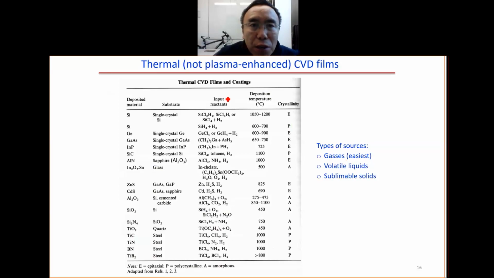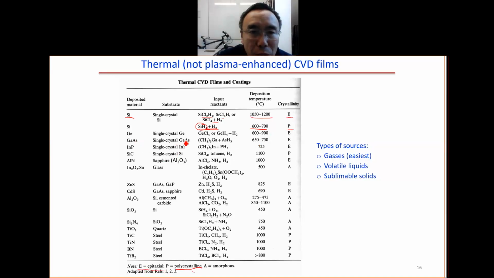So here are examples of some thermal CVD processes. For example, for the single crystal silicon, we need a relatively high temperature to have the epitaxial film. We use those kinds of gases. We use this gas, which compared to those ones is a lower temperature to give you P. So P means polycrystal film. E means epitaxial film.